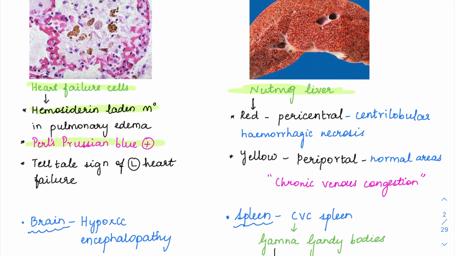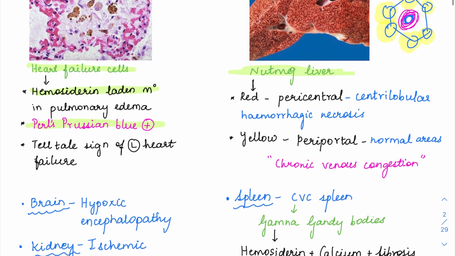And these darker areas are nothing but red hemorrhagic necrosis areas, which are seen around the central vein. So in the liver, we all know the zones. In the hepatic lobule, the central vein will be in the center, and at the corners we have the portal tracts. So around the central vein, we have this hemorrhagic necrosis, and that is what will appear red colored. And the periportal areas are going to be preserved. So these portal and periportal areas will be preserved and normal, and those are the normal yellow colored areas. So this nutmeg liver we see in right-sided heart failure.